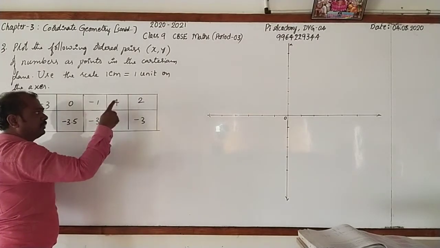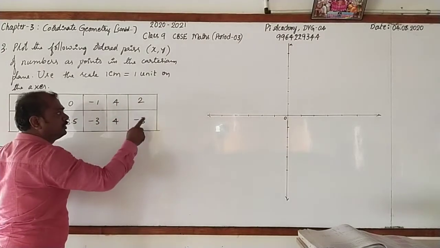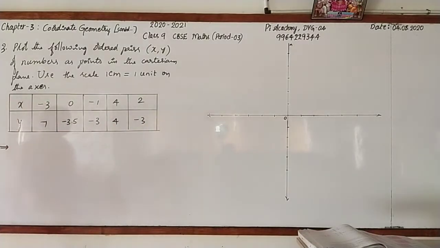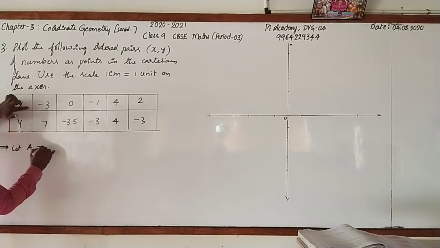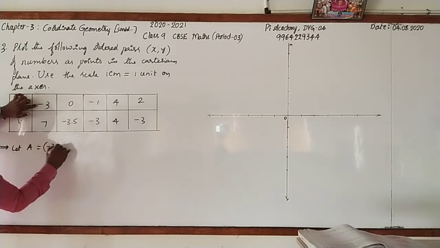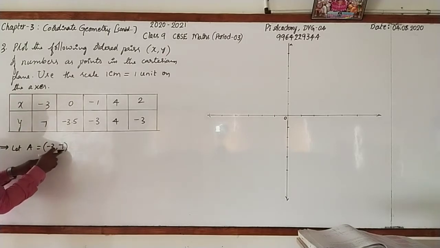When x is 4, y is 4. When x is 2, y is minus 3. So now we have to locate the points. We need coordinate points. Hence, I go for taking like this. Let a equal minus 3, 7. That is, minus 3, 7 is to be represented as a.